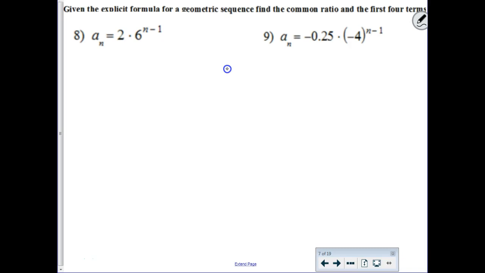Okay, moving along. So given an explicit formula, they want you to find the common ratio and then the first 4 terms. So the common ratio is staring at you. Do you see it? The common ratio is the base of this question. There's a little exponential factor going here, and the base is the common ratio. So the common ratio is 6. They want me to find the first 4 terms. I would love it if you guys could get used to using this notation: a sub 1, a sub 2, a sub 3, and a sub 4. I was just keying through the test, and sometimes instead of a, they switch it and use u instead of a. So that's okay.